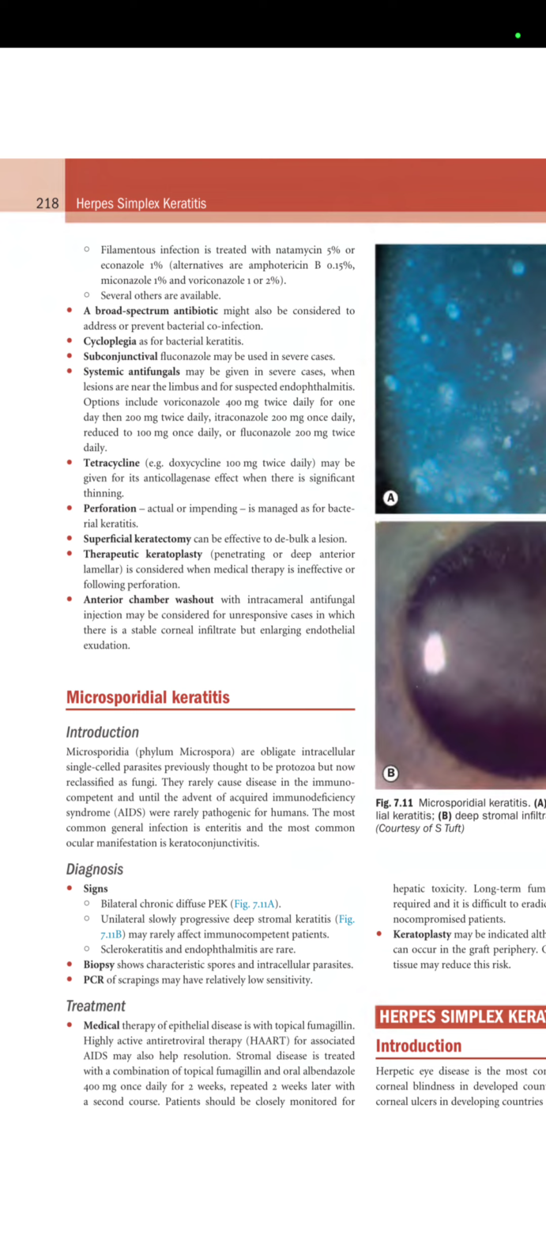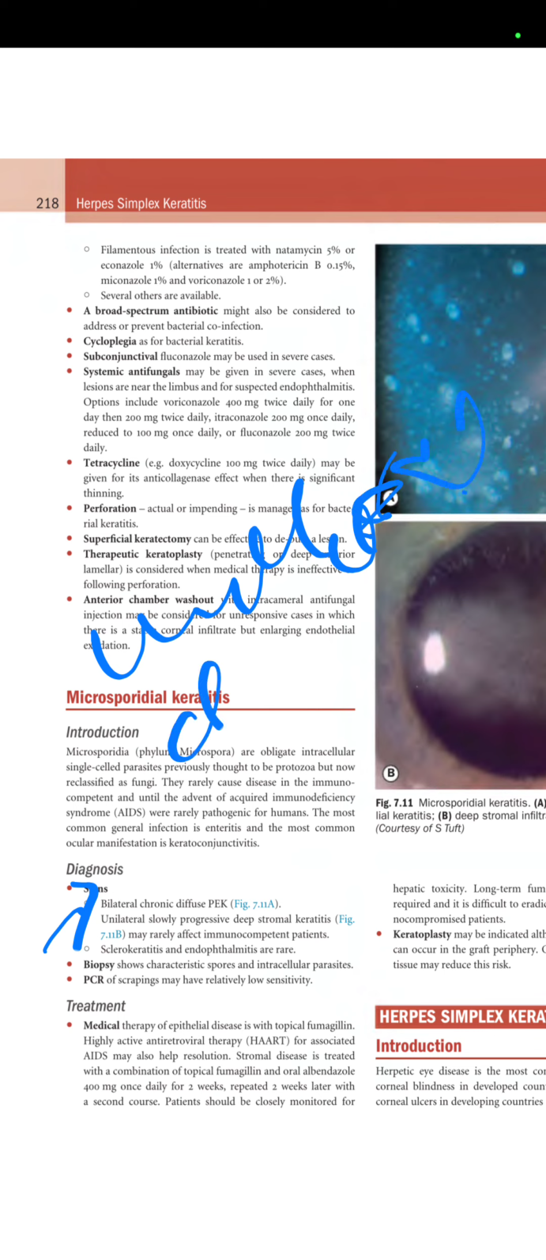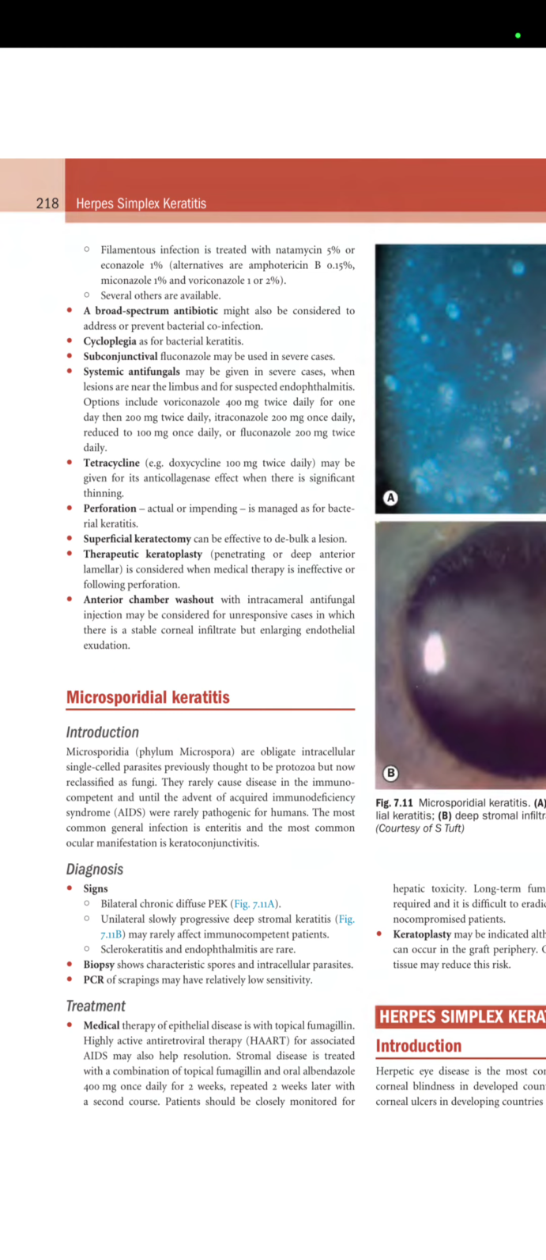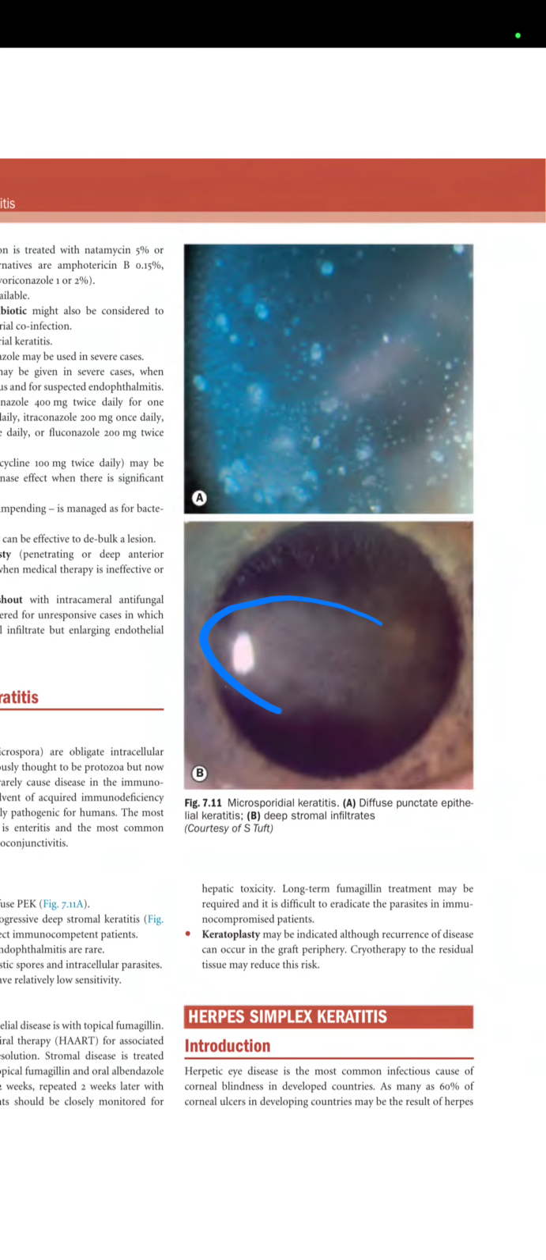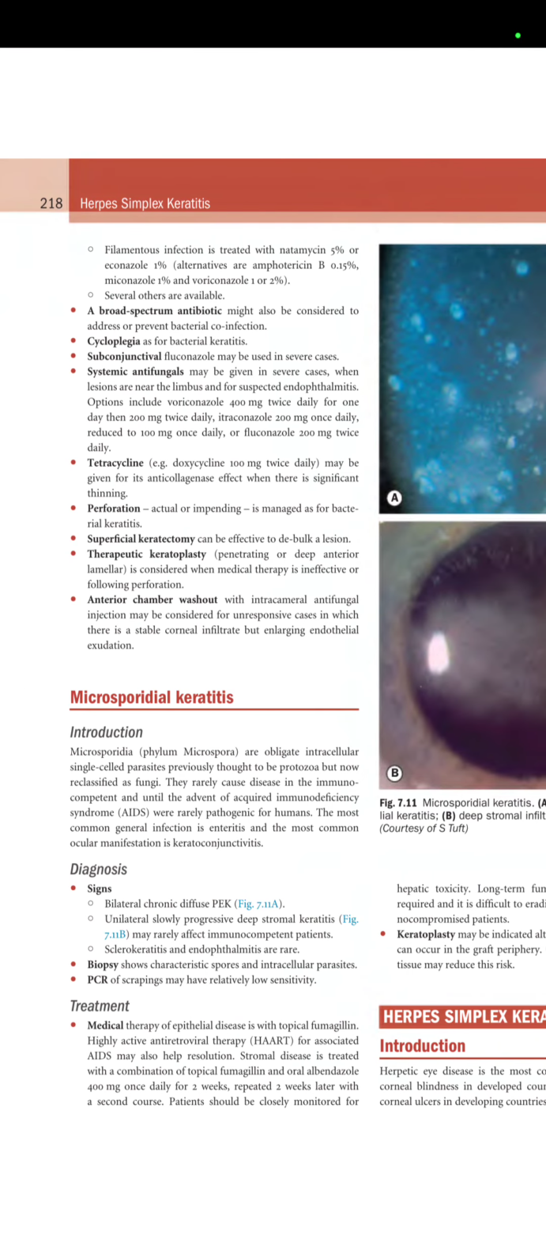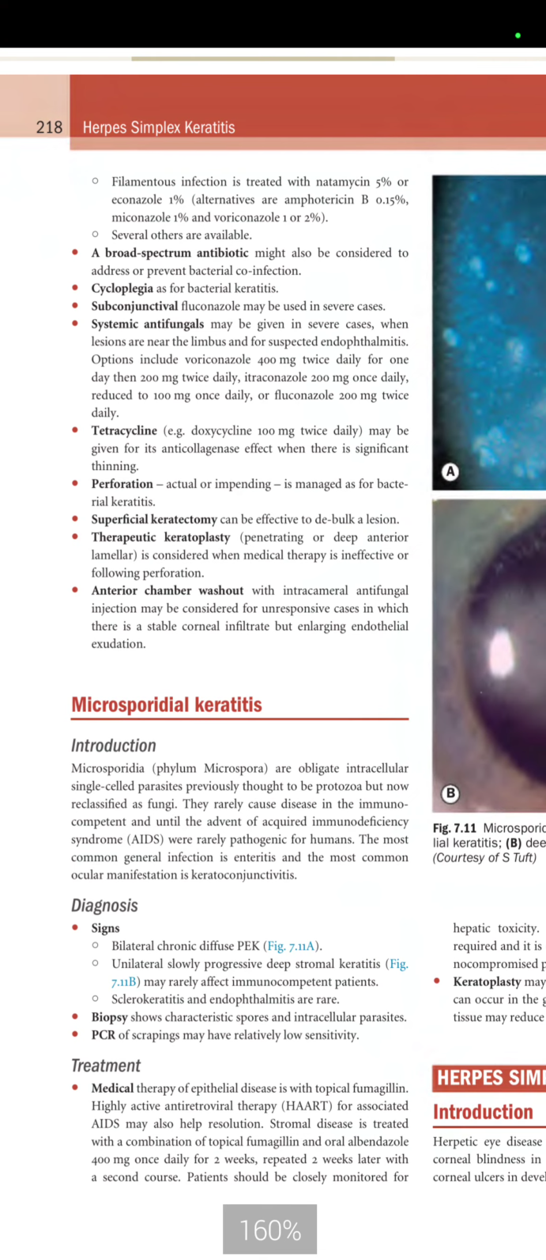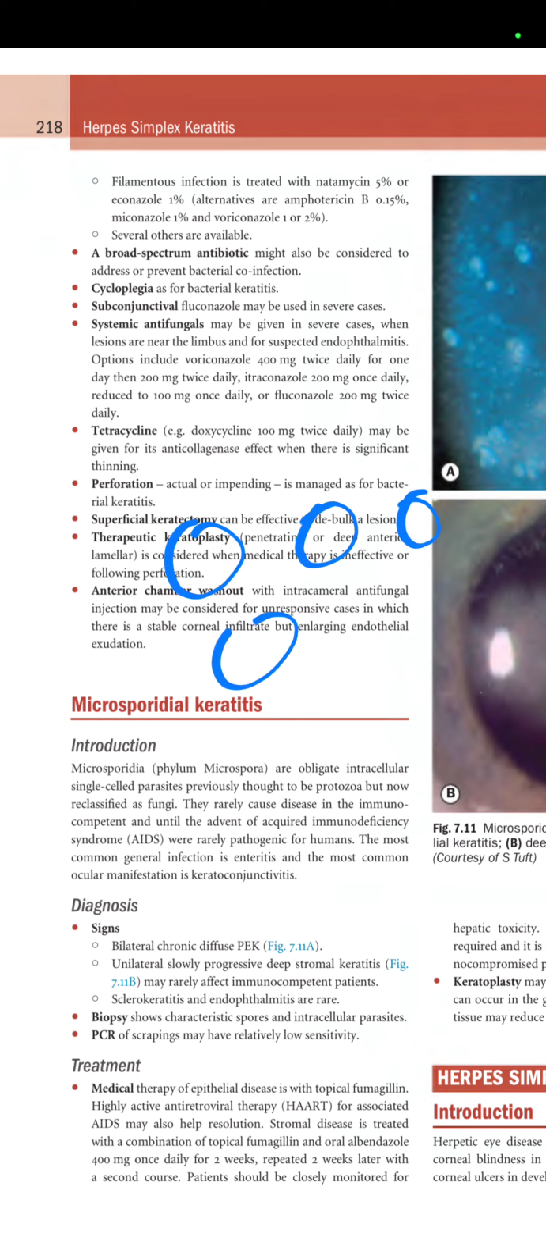Unilateral slowly progressive deep stromal keratitis may rarely affect immunocompetent patients. In this case it can be unilateral, as well as affecting the deep stroma, just like in figure 7.11b, you can see that it is unilateral and very deep. Sclerokeratitis and endophthalmitis are rare. Biopsy shows characteristic spores and intracellular parasites.